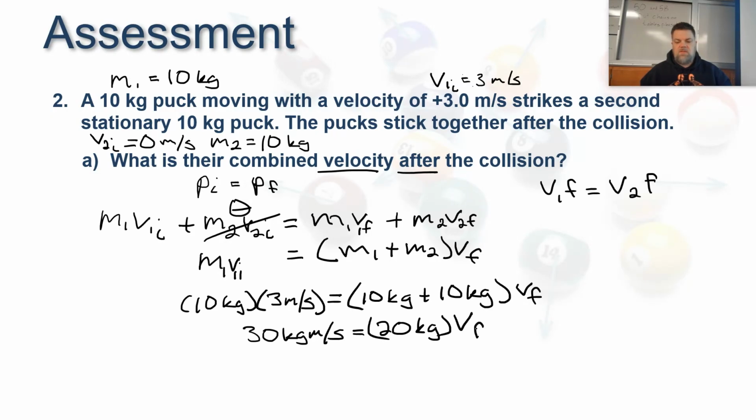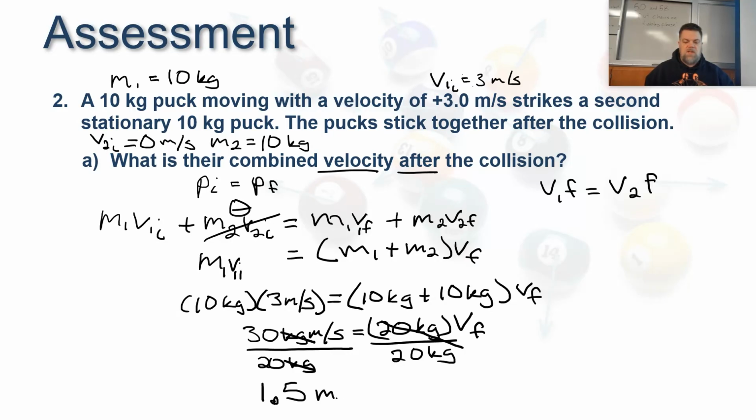So I get 30 kilogram meters per second is equal to 20 kilograms times V final. You guys should be writing this down. Divided by 20 kilograms. Those reduce down to 1. And I get 20 kilograms over here. The kilograms reduce. And then our final answer is just, isn't that 1.5? Positive 1.5 meters per second. That's our final velocity.